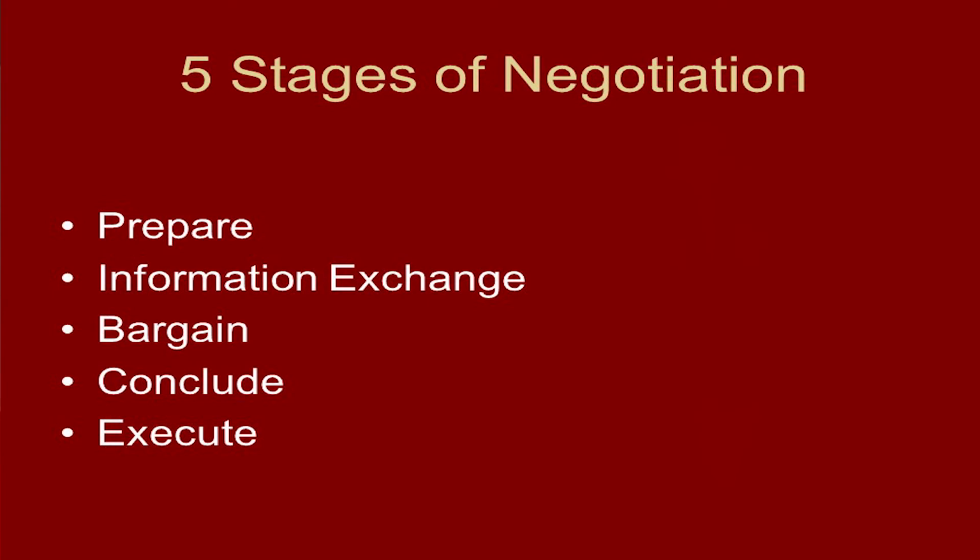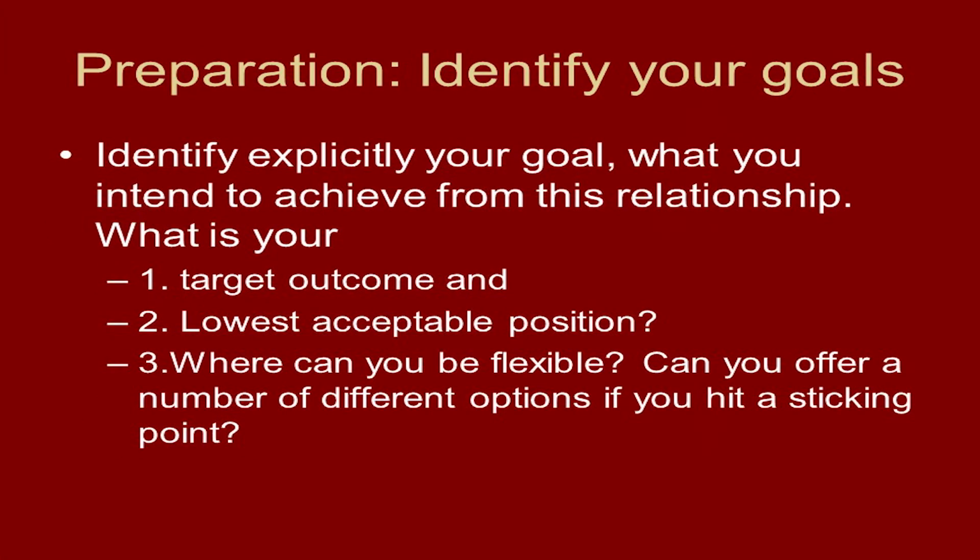The final stage, of course, is execution, where you and your partner do what you agreed upon. Regardless of the type of negotiation process, it is necessary to clearly identify your goal, what you intend to achieve from this relationship. For example, what is your target outcome? What is your lowest acceptable position? And where you can compromise or compensate.